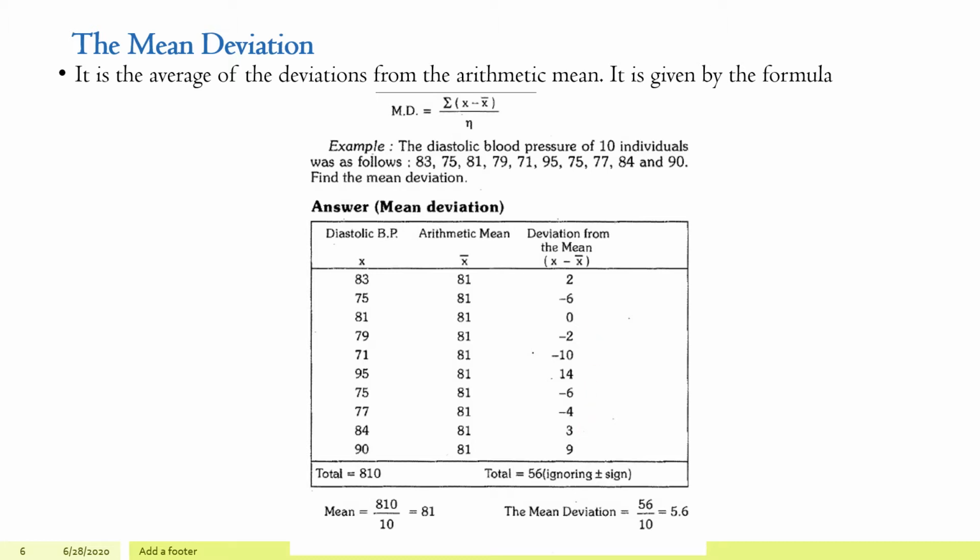If I calculate plus or minus 5.6, 81 plus 5.6 is 86.6, but our maximum value is 95. Even if I calculate 81 minus 5.6, it will be somewhere around 76, but our minimum value is 71. So we can't tell this is an exact measurement of dispersion. If it were giving the maximum value 95, then we could conclude yes, this data is spreading from this to this. So this is not an exact measurement of dispersion.